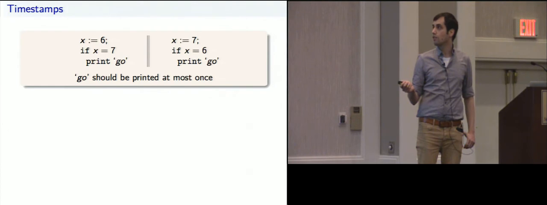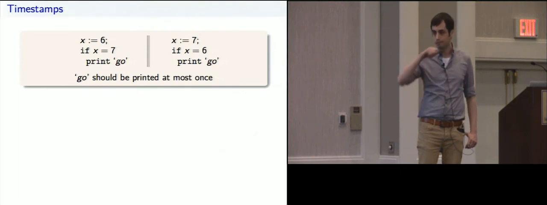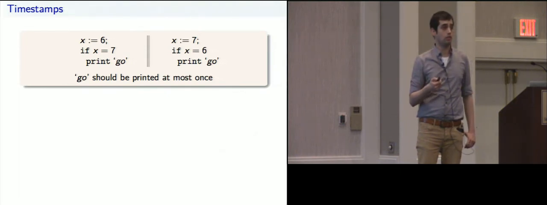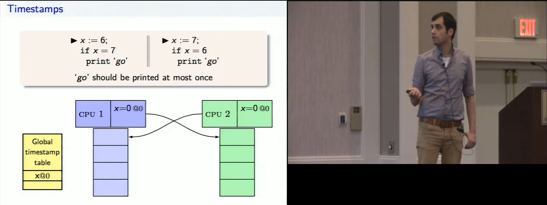The reason is, if I have, for example, modification order from left to right, I cannot see 6 here, and the other way I cannot see 7 here. The machine that I suggested in the previous slide can get this weird behavior. So you write 6, you write 7, you take the message, you print go twice. So I want to forbid this, and in order to do this, our machine will also have timestamps for the messages and a global timestamp table to mimic this modification order.